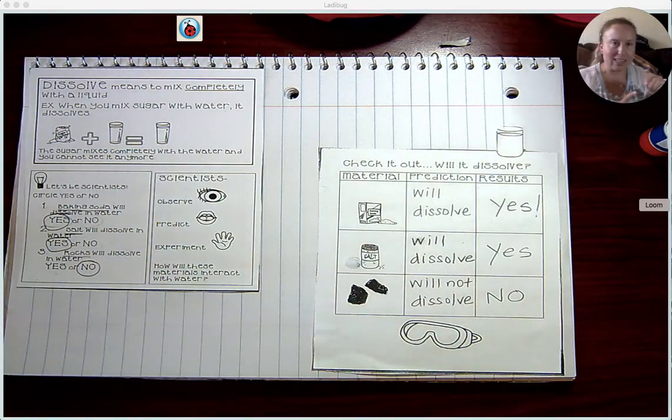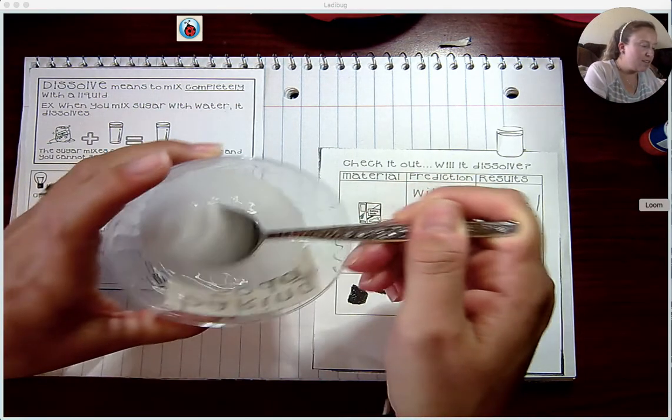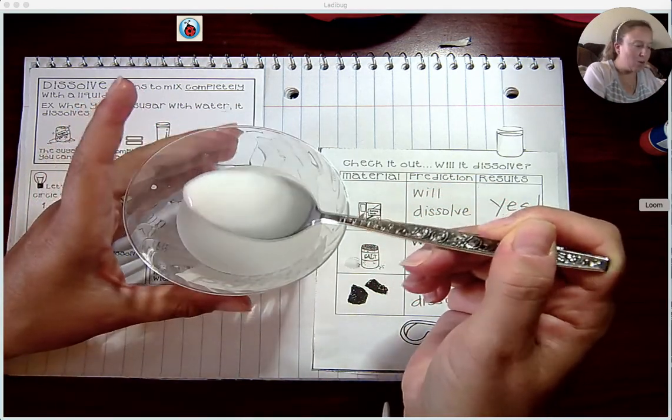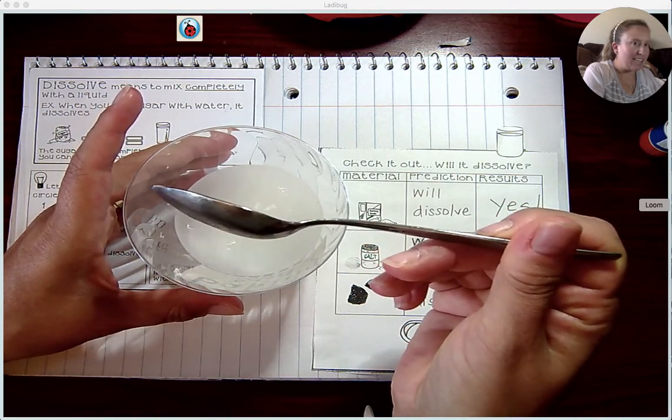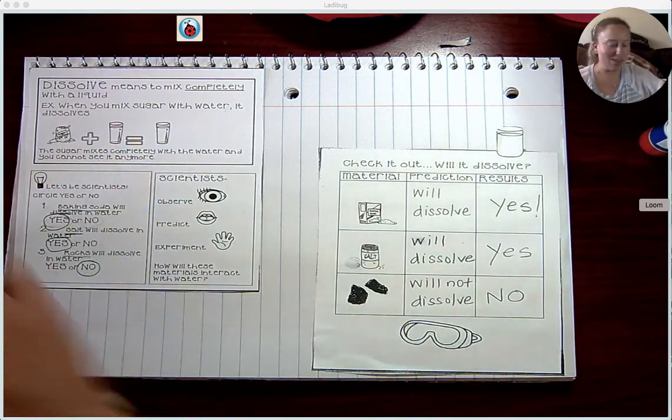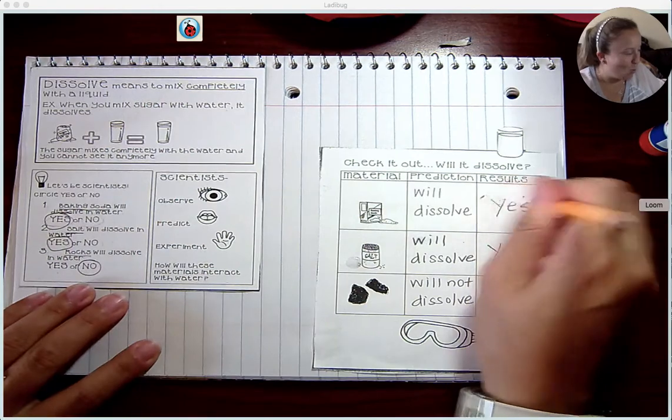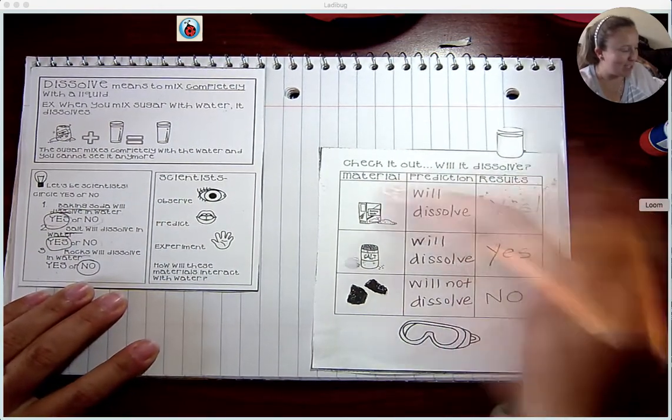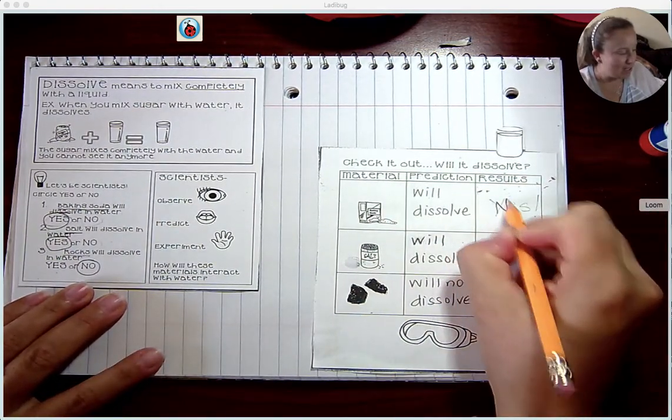Oh, look at this, guys. That's the baking soda. It did not dissolve. Oh, it's a good thing we left our science experiment out.